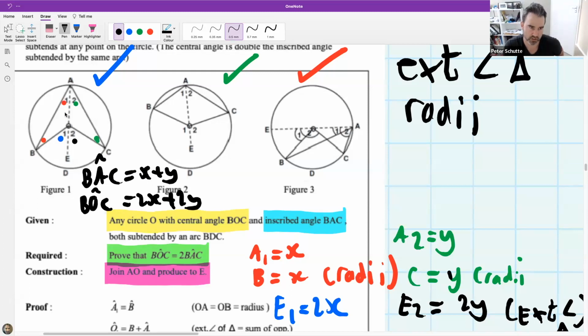So if you look at this, this was an X, this was a Y. This was a 2X, this was a 2Y. So the angle at the center is 2X plus 2Y. The angle at the circumference is X plus Y. Okay, I'm losing some of you here.